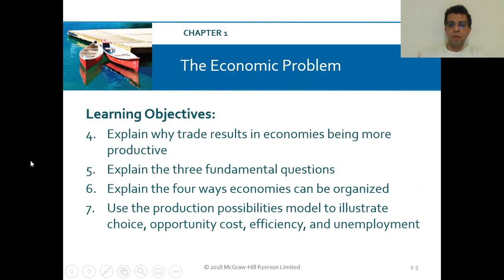We're also going to learn about explaining why trade results in economies being more productive. Why do we need trade? Explain the three fundamental questions and explain the four ways economics can be categorized. And we will use the production possibility model to illustrate choice, opportunity costs, efficiencies, and unemployment.